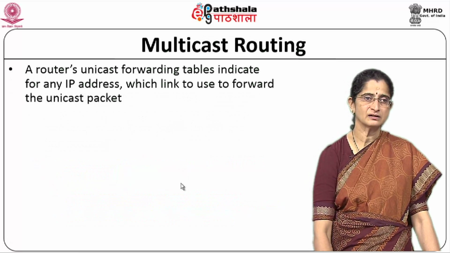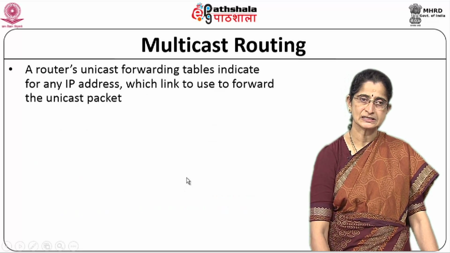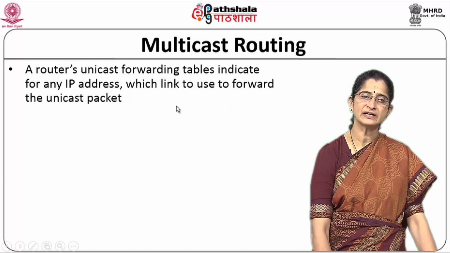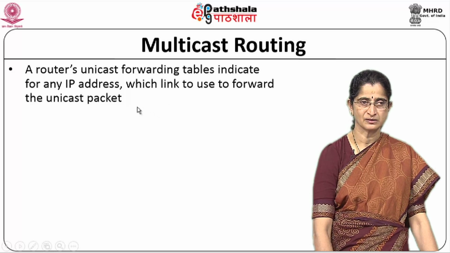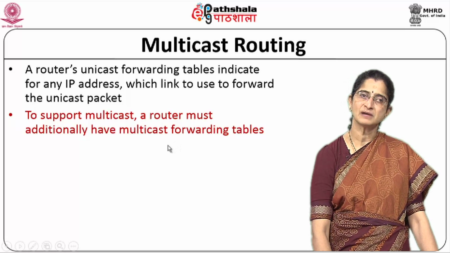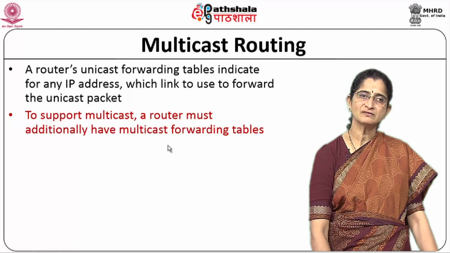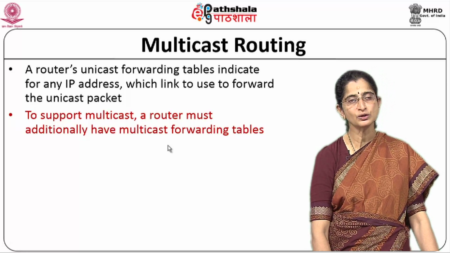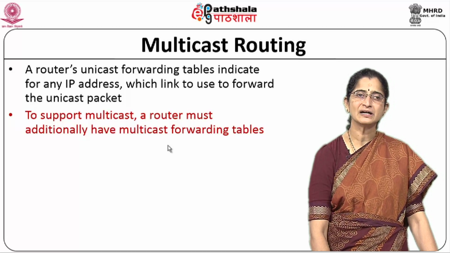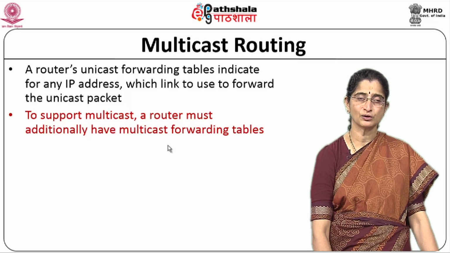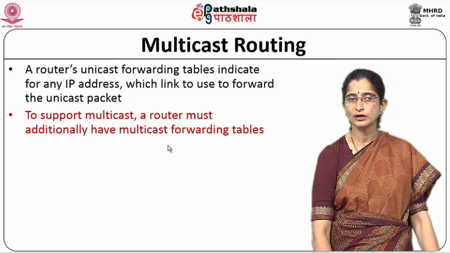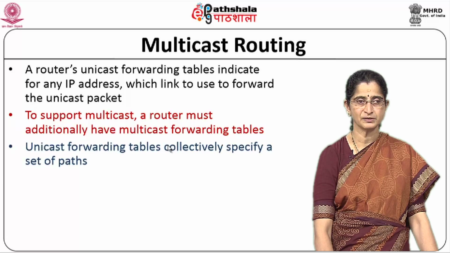So, the next function we need to look at with respect to multicasting is multicast routing. We know that a unicast forwarding table in a router will indicate which link to use to forward a unicast packet meant for a particular IP address. To support multicast, we need multicast forwarding tables, which means you need destination addresses as multicast addresses, and you need to know the interfaces through which the packet will have to be sent out. Remember, it may not be a single interface but multiple interfaces, because you may have group members belonging to different networks, which may be on different interfaces of a router. That information will have to be specified.